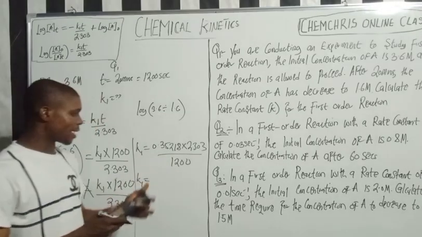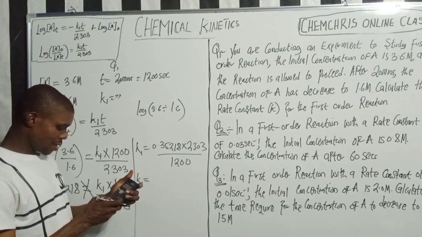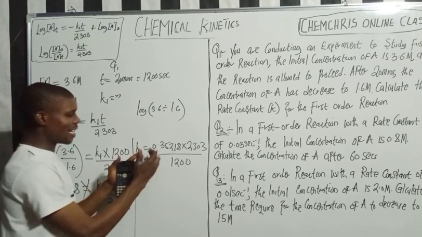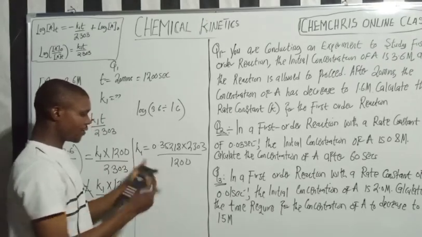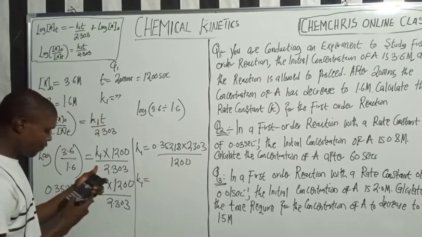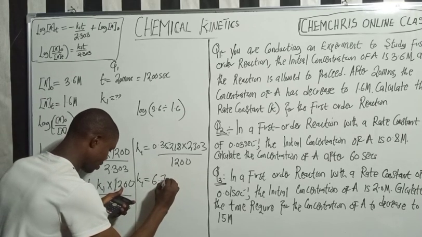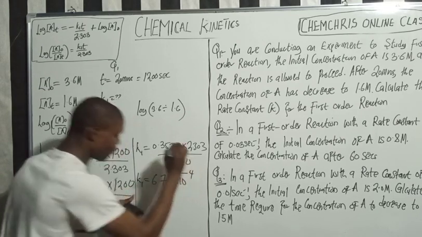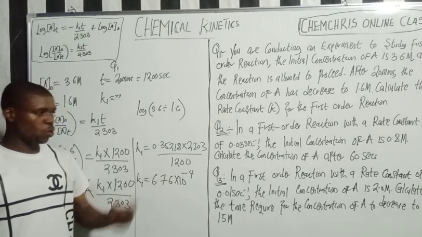So I use my calculator here: 0.35218 times 2.303, which I put in a bracket, divided by 1200. So I would have 6.76 times 10 to the power of minus 4. That is my rate constant for this question.